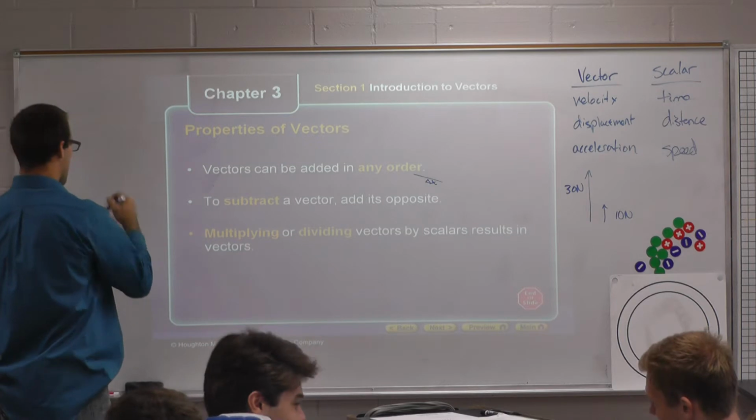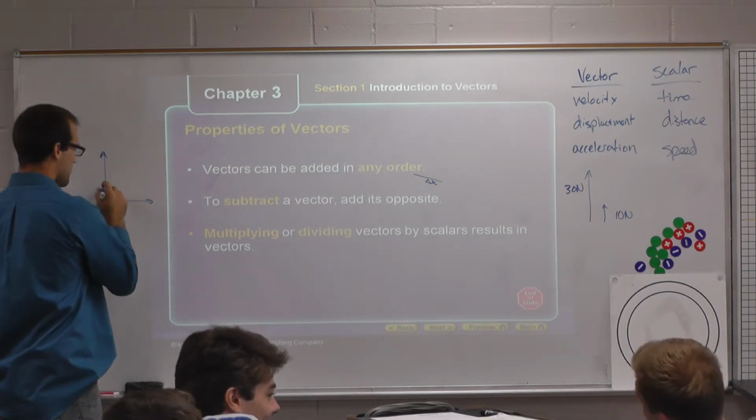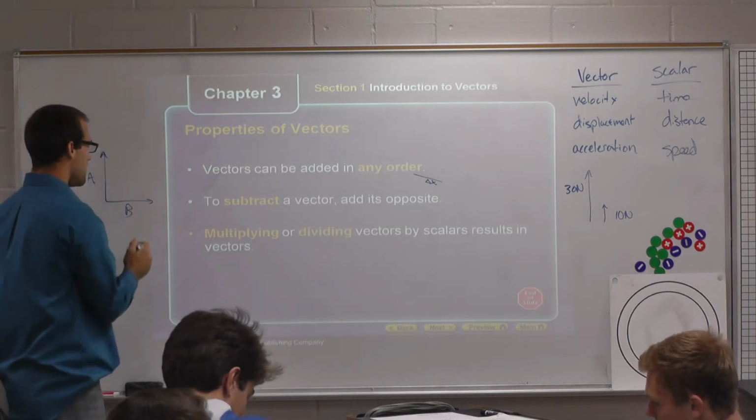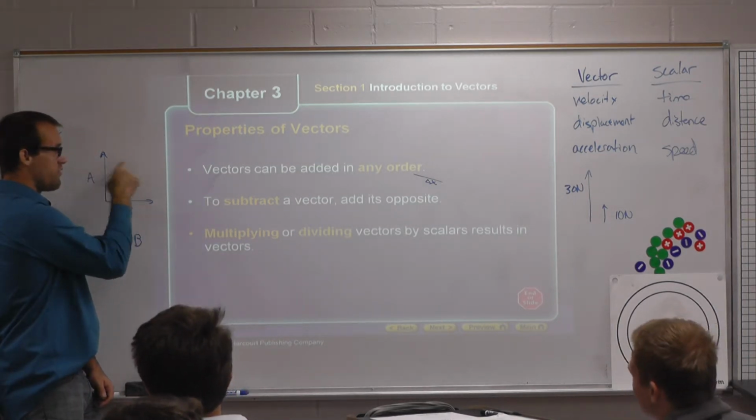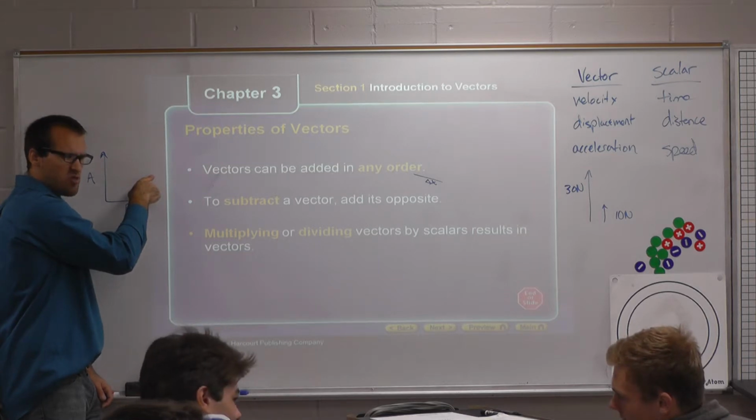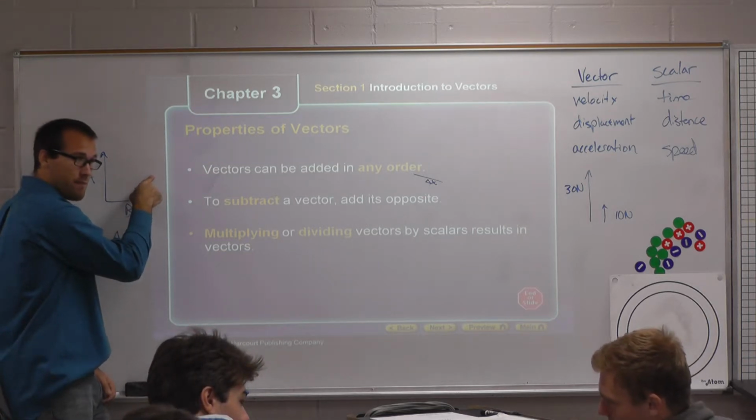I don't remember which one was A, which one was B. If it was A plus B, then you just move it up. You can either move this up or you can move A over, it doesn't matter, as long as you move them parallel and tail to tip.